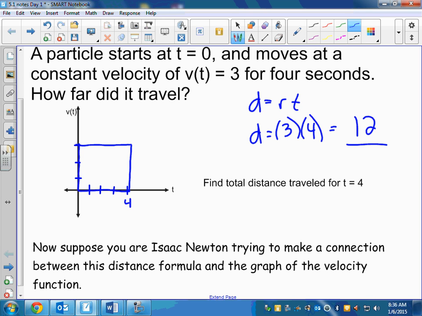Notice anything? This is a lovely little rectangle, right? Where this is a length of 4, this is the length of 3. If I found the area of this little shape that I made from 0 to 4 seconds with a constant velocity, the area ends up giving me the same answer that I got when I did the distance formula.